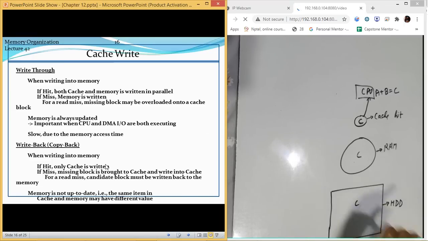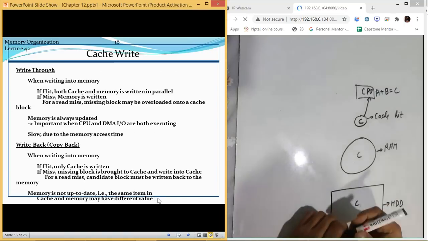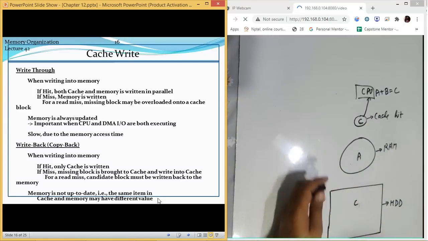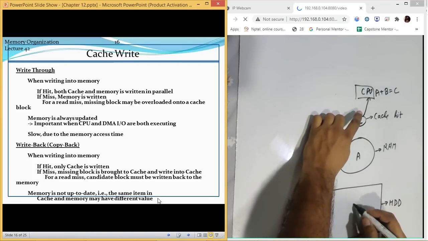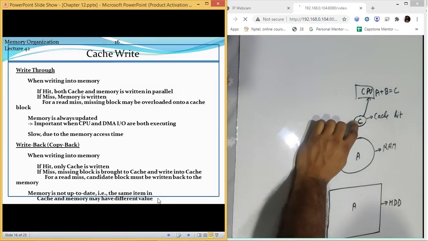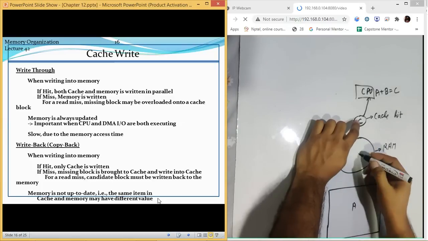So see, in the second one, that is why they are saying memory is not up to date. The same item in cache and memory may have different values. Why? It might be possible in the case of write back that this value was A, but this value is now C, and we are not going to replace it. But when we replace this value by some new value, then we will update it in RAM.